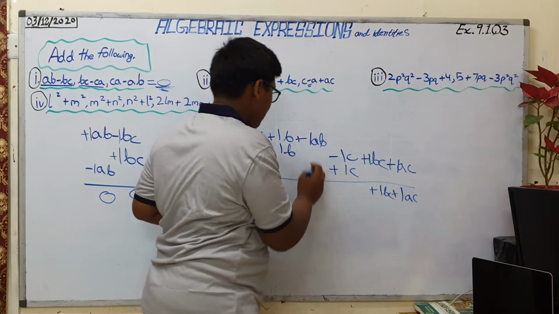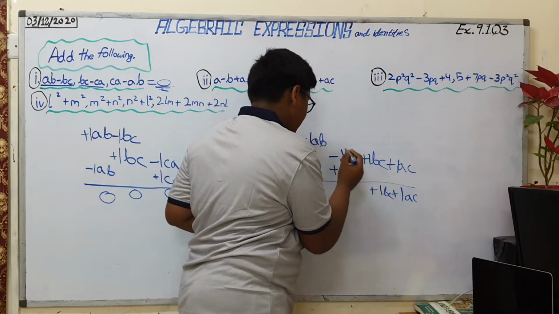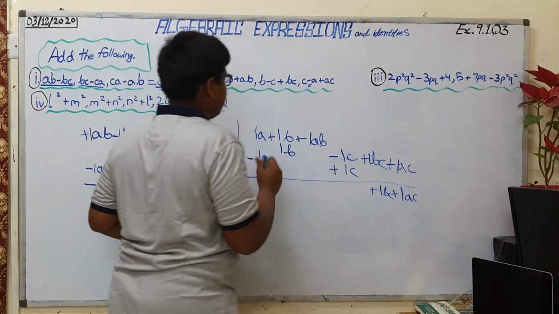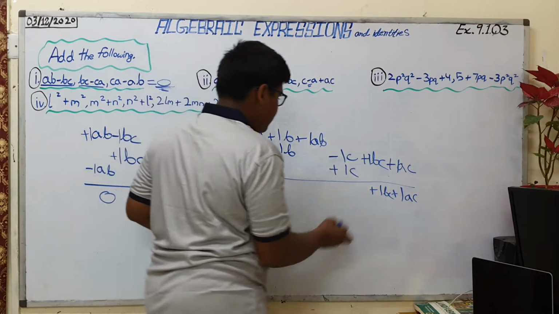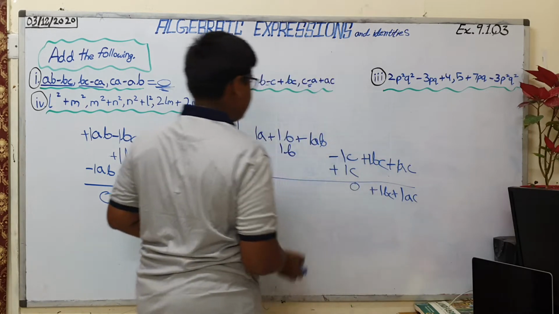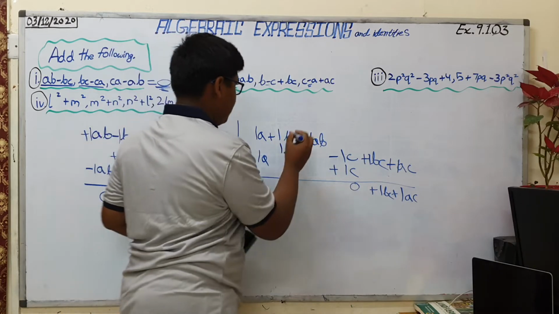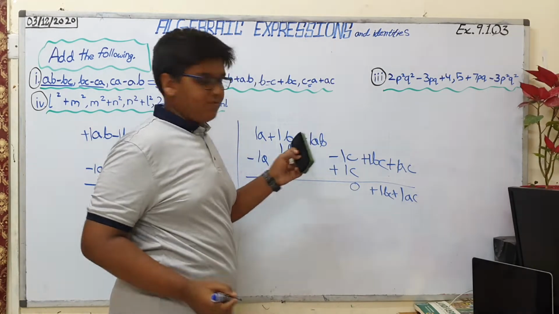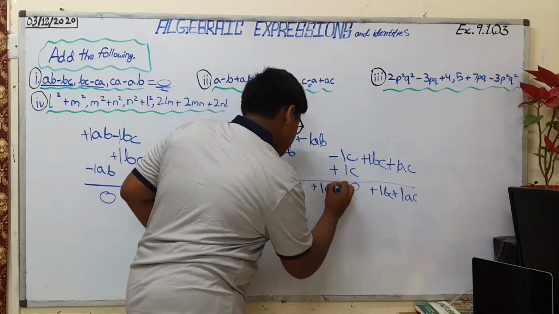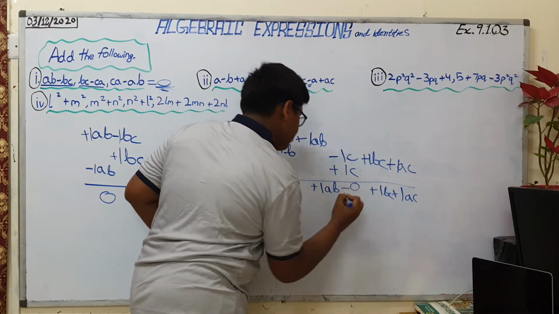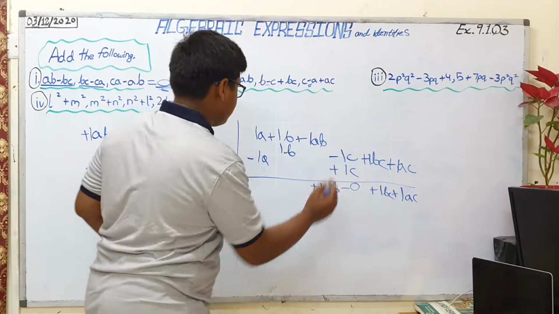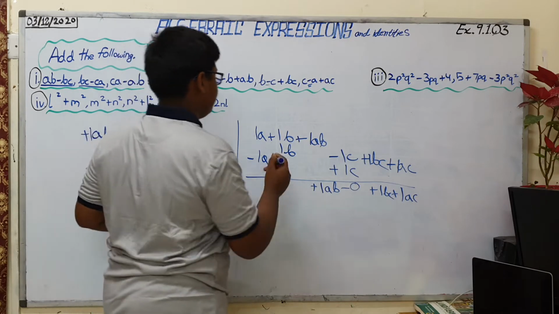So this is minus 1C plus 1C. So one is negative and one is positive, which is equal to 0. So this is equal to 0. And then B plus 1AB. So this is 1AB. So we are going to write plus 1AB as it is. It was minus here. So we are not going to write the value of 0. We are going to remove it from the statement.